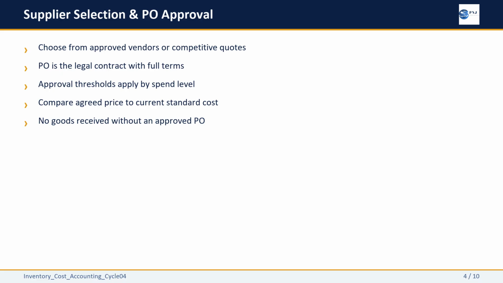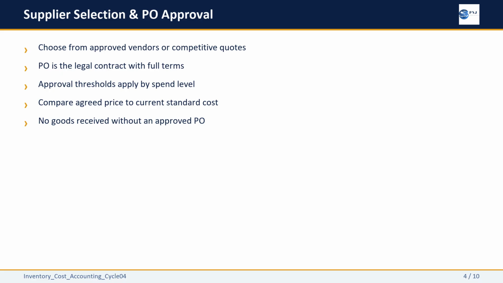Here's a control most people overlook. Before finalizing the PO, the agreed price should be compared to the current standard material cost in the cost system. A significant gap should trigger a standard cost review rather than being quietly absorbed. And the firm rule: no goods should be received without an approved PO already in the system.